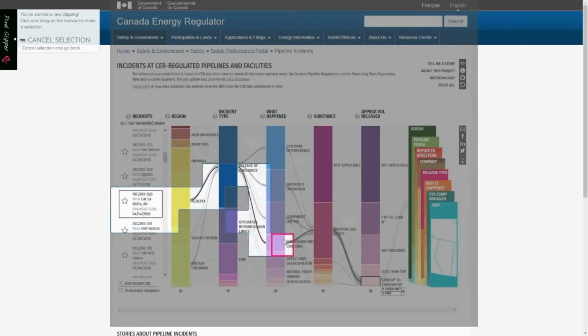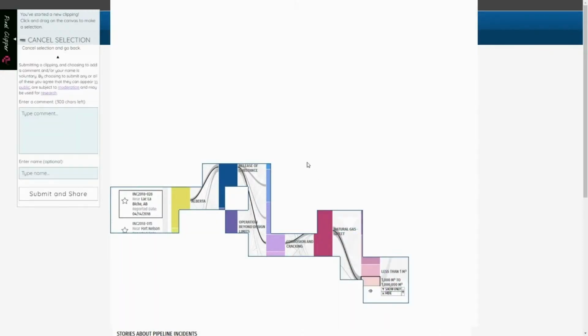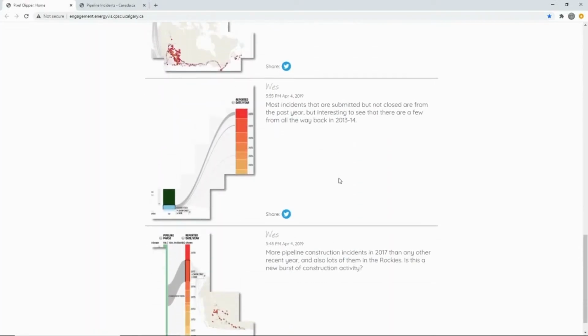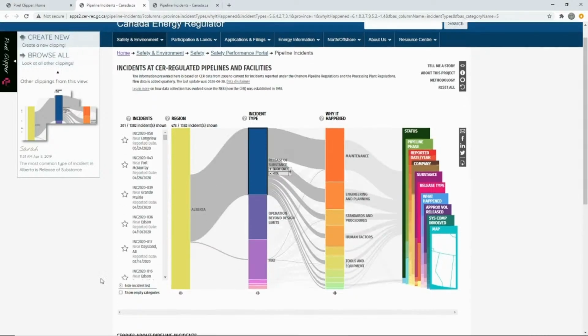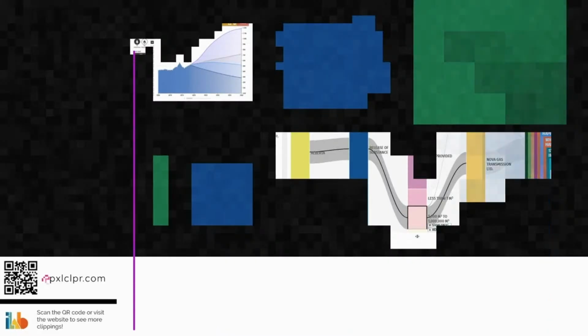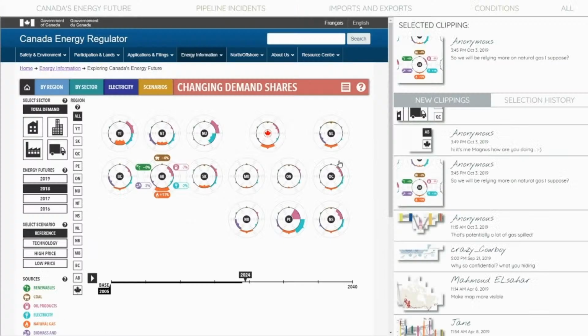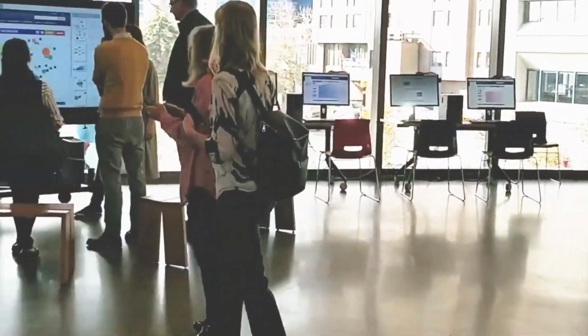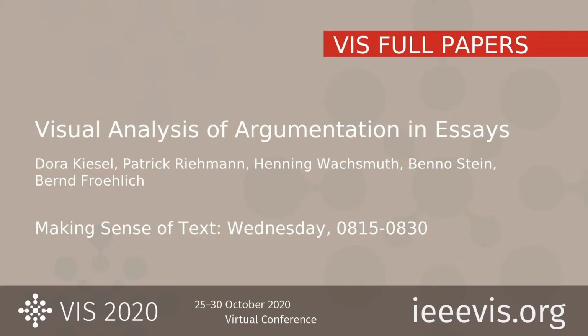Pixel Clipper allows visitors to quickly and expressively extract visual clippings from visualizations and add comments to them. The clippings are useful for engaging the public with complex datasets because they are entry points into the visualization. This can be applied in a wide range of engagement experiences, such as the use of facilitated and ambient displays at public engagement events.